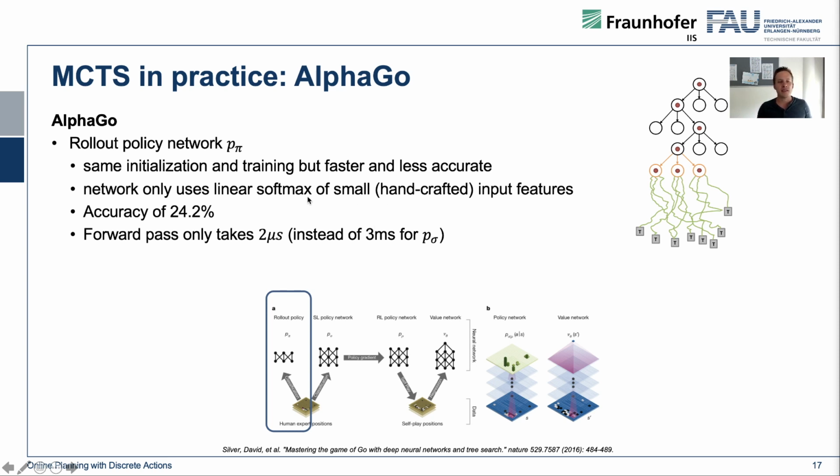And as this network is much smaller, of course, it only has an accuracy of 24%. However, the forward pass only takes 2 microseconds, instead of 3 milliseconds for the supervised learning policy network with the conv features. So what they really did here is train a small version of the policy network just to make fast inference on the selected board states.